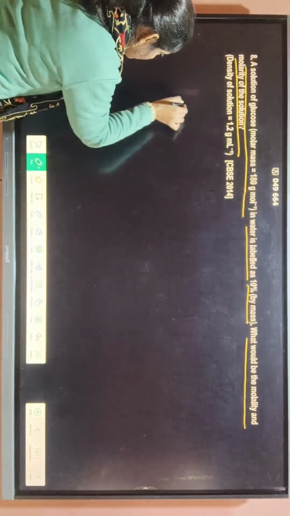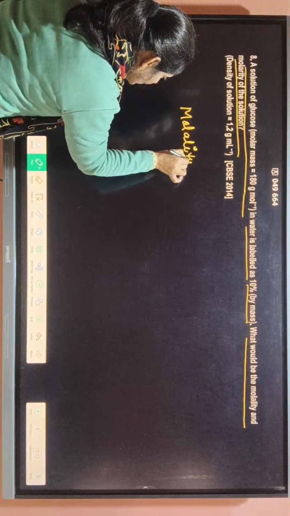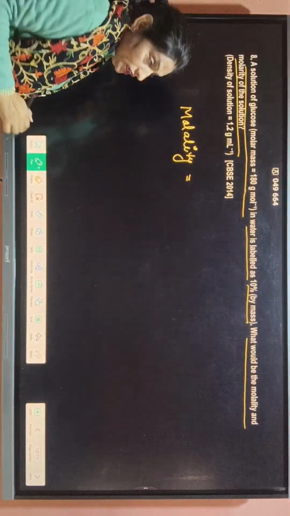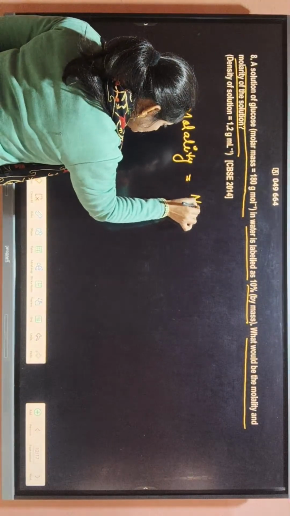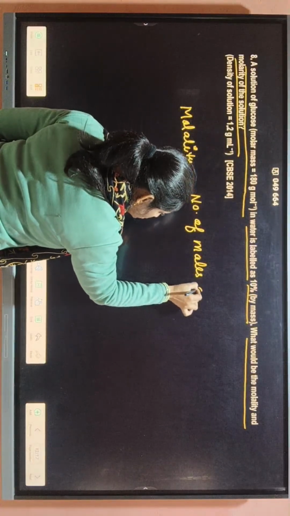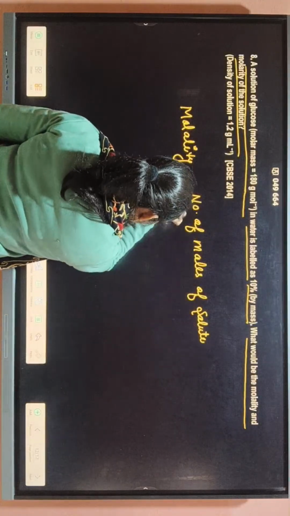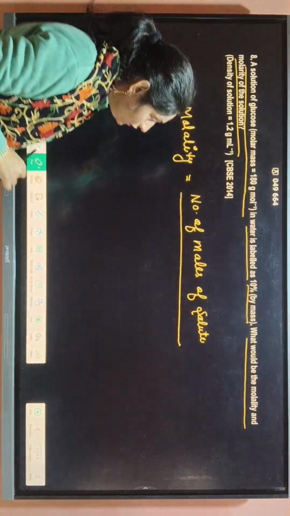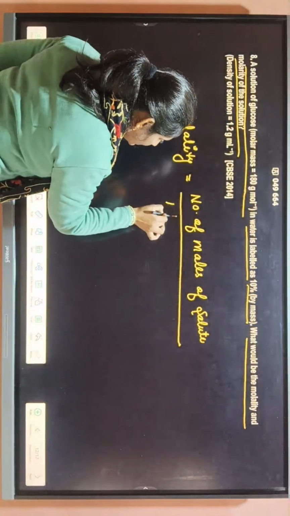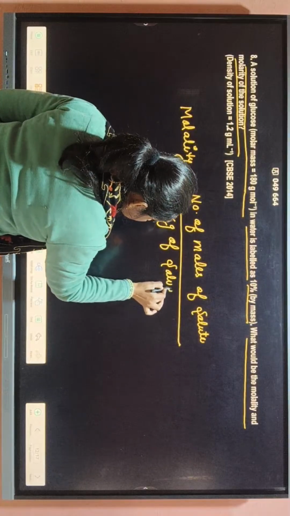So students, what do you mean by molality? You need to calculate molality. Molality is the number of moles of solute, as I already told, divided by 1 kg of solvent.